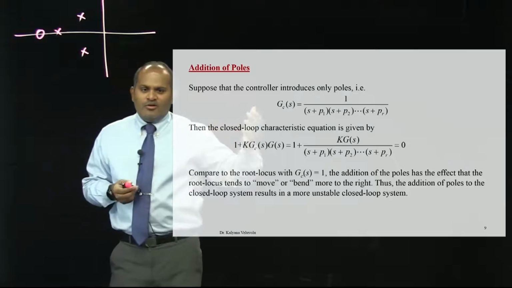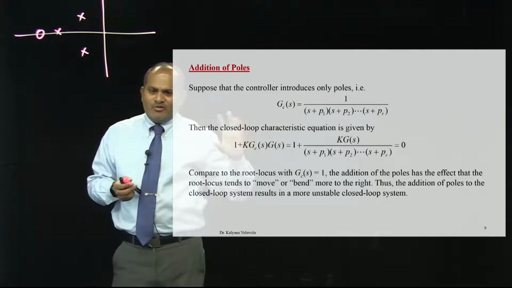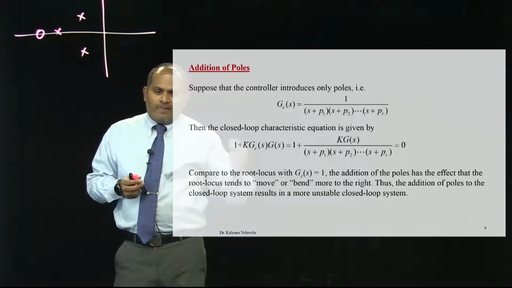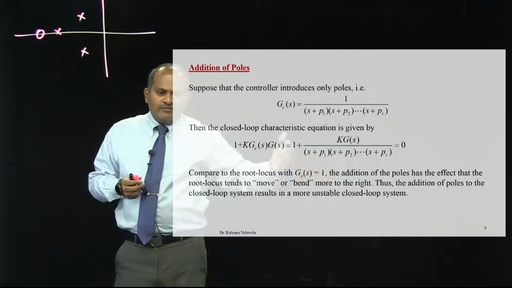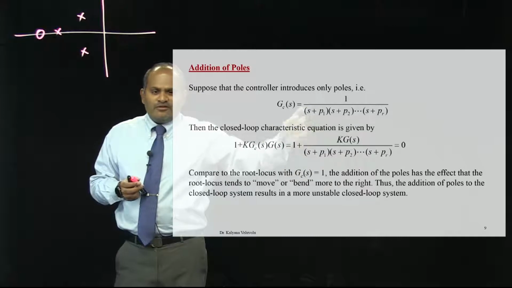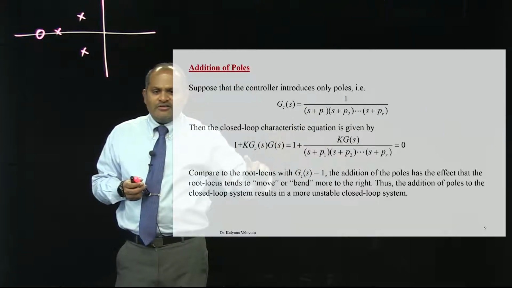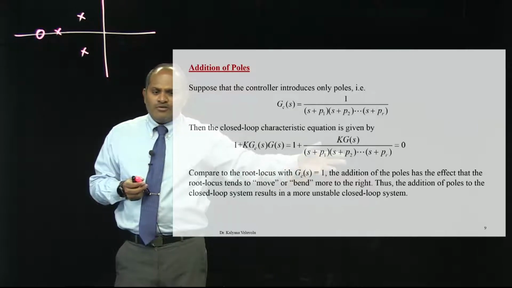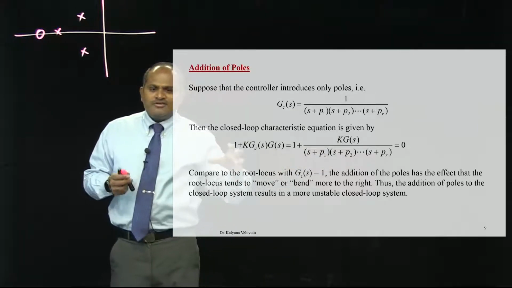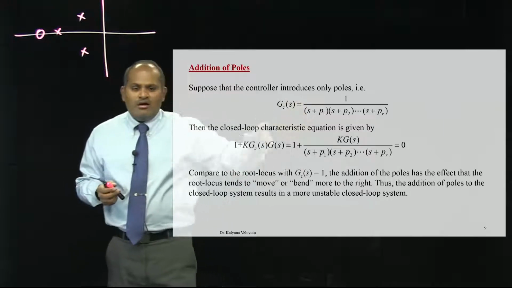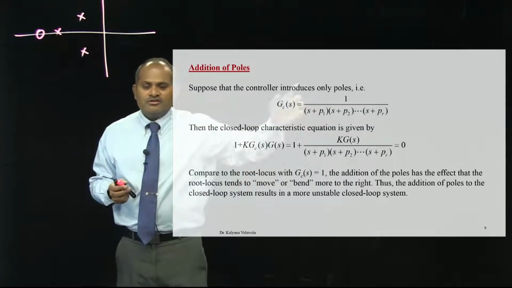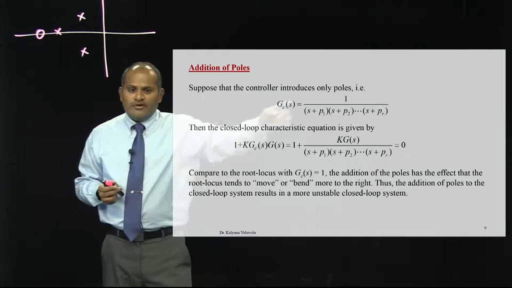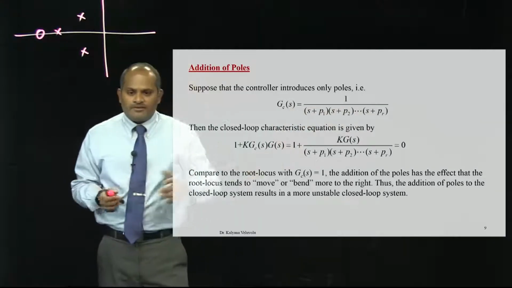Suppose the controller introduces only poles. Let us say we only add poles. Then the closed loop characteristic equation will be of this form. So I choose a controller with this kind of poles, and then with the controller transfer function you have the poles. Compare the root locus with Gc equal to 1; the addition of poles has an effect on the root locus. So, when Gc is equal to 1 and when Gc is equal to this transfer function, what is the difference? What happens when you add these new poles to the system?